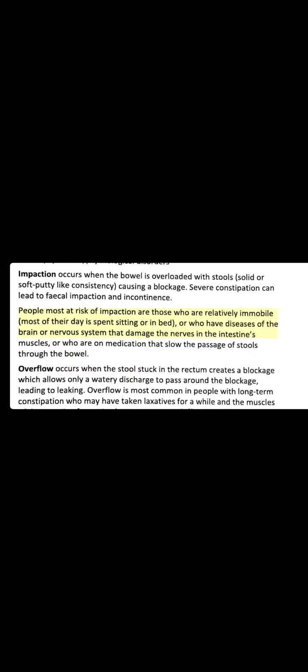Impaction occurs when the bowel is overloaded with stools, solid or soft putty-like consistency, causing a blockage. Severe constipation can lead to fecal impaction and incontinence. People most at risk of impaction are those who are relatively immobile, most of their day is spent sitting or in bed, or who have diseases of the brain or nervous system that damage the nerves in the intestines, muscles, or who are on medication that slow the passage of stools through the bowel.